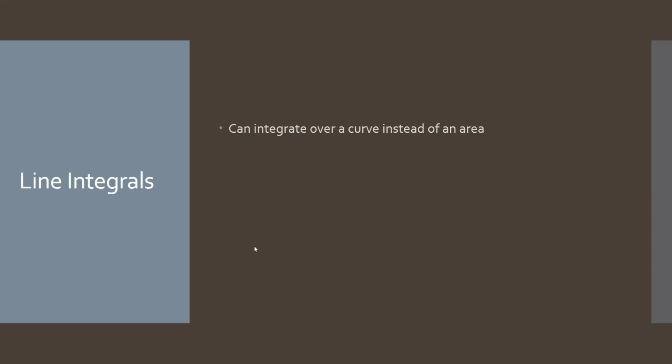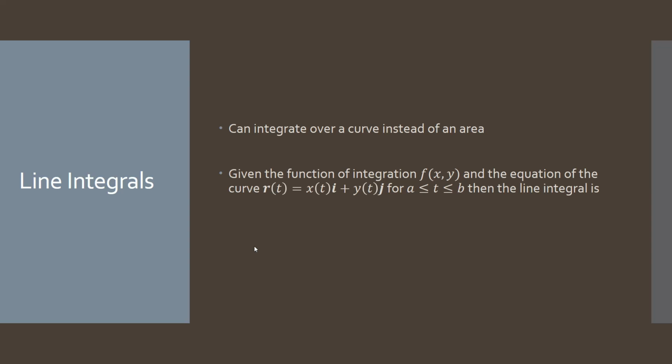Alright, so how do you define a line integral? Well, if you have a function that you want to integrate, and you have an equation for the curve you want to integrate over, and let's assume that t is going from a to b, then this is the equation for your line integral. So we're back to a single dimension. And hopefully this isn't too hard. It's just the magnitude of the derivative vector multiplied by your function there.